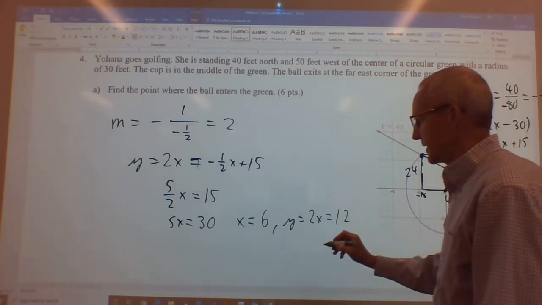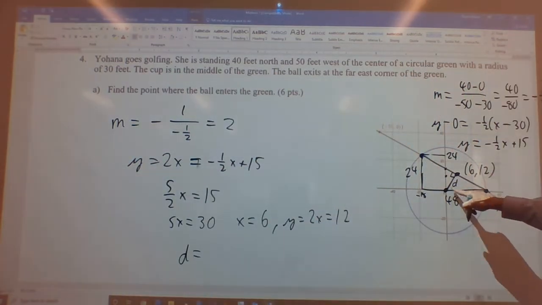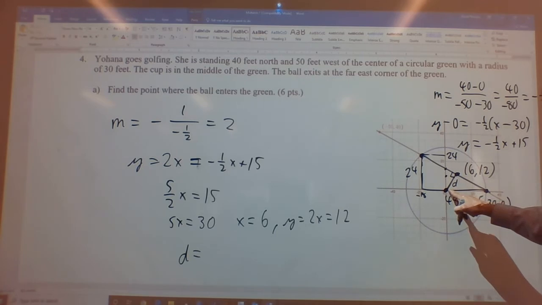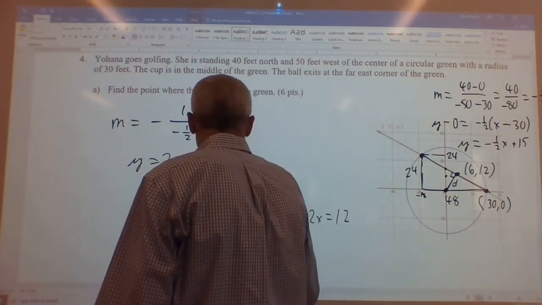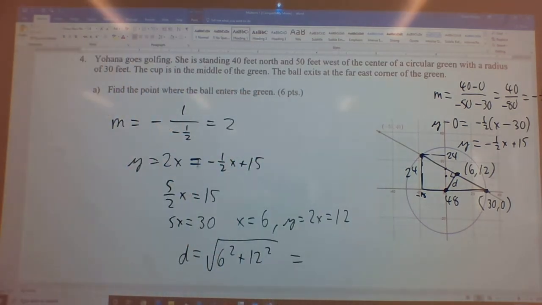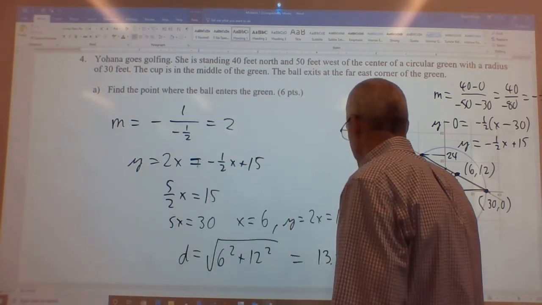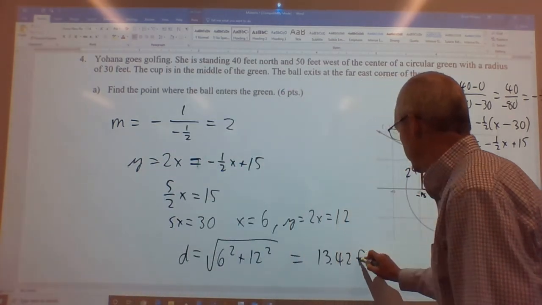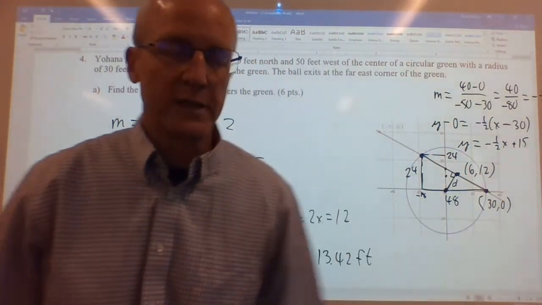So real easy, use the distance formula again. And since it's 0 there, it's 6 minus 0 squared plus 12 minus 0 squared. So that's real easy. You just don't have to worry about the y value. So 6 squared plus 12 squared. And I believe you plug that into your calculator. You get that it's about 13.42. So it was about 13.42 feet from the hole, from where you wanted to hit it.